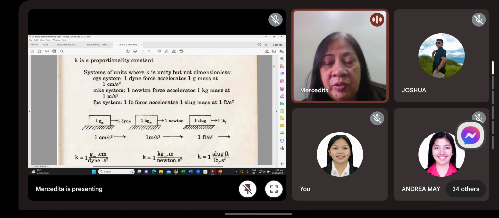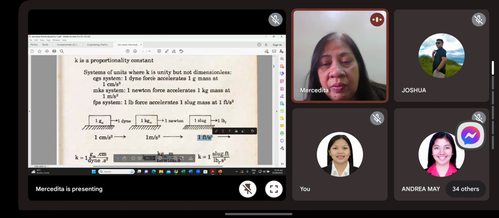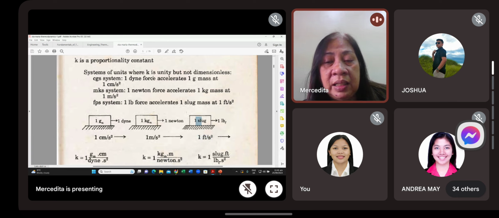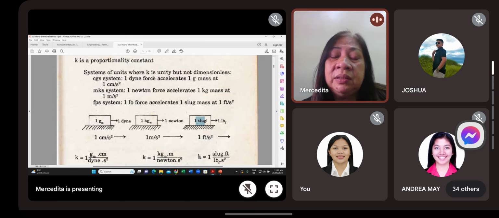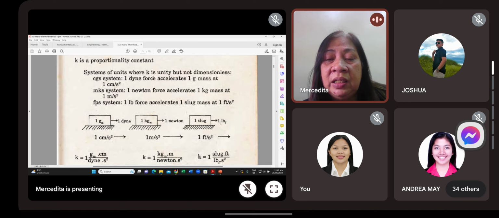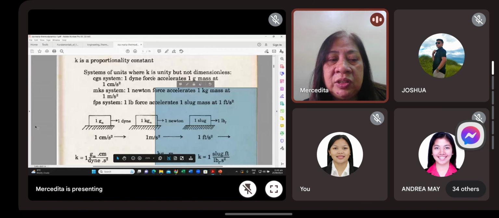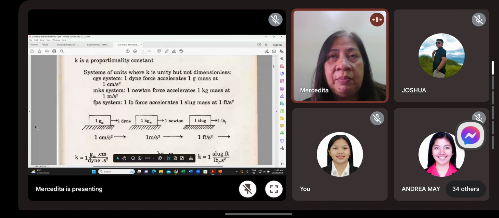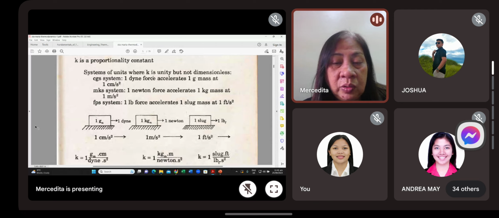For English, so that ang ating acceleration is in feet per second square, ang mass natin ay nasa slug. So hindi siya pounds but slug mass. And the resulting force is 1 pound force. Now, kung makikita ninyo dito, para ma-distinguish natin if we're talking about mass at saka force, since pareho sila ng unit.